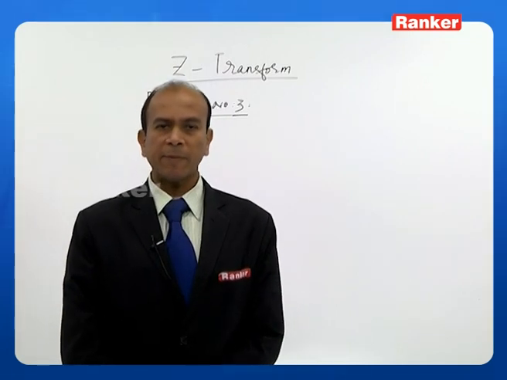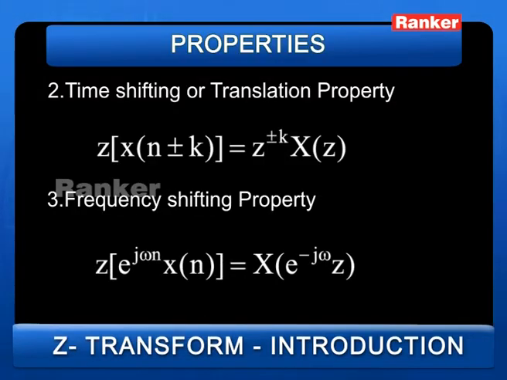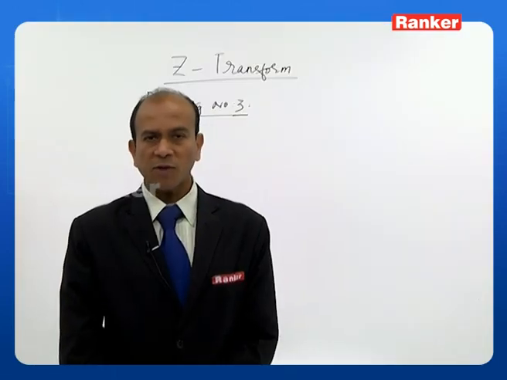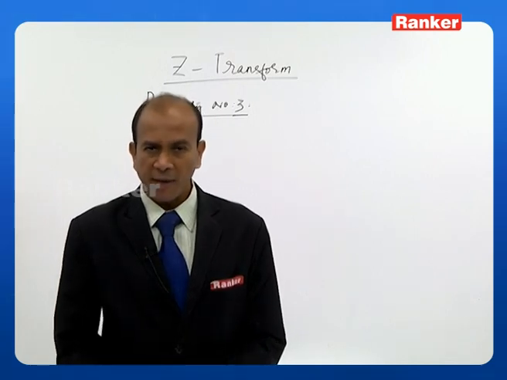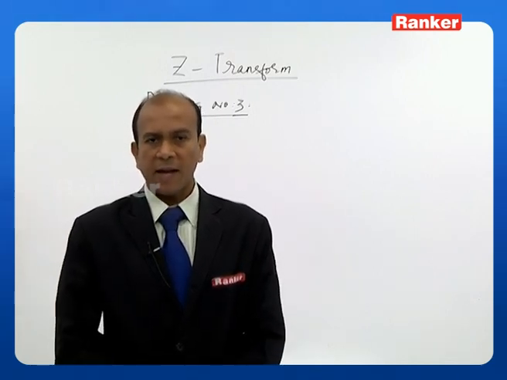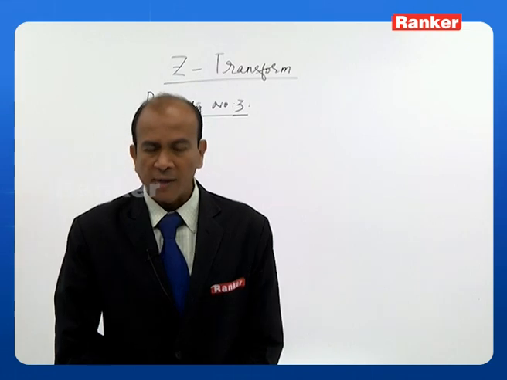Let us see property number 3. It is called the frequency shifting property. Z of e to the power of j omega n times x of n is equal to x of e to the power of minus j omega z. That is the frequency shifting property. So, that means if x of n is multiplied by a certain frequency parameter e to the power of j omega n, its equivalent will be x of e to the power of minus j omega z.